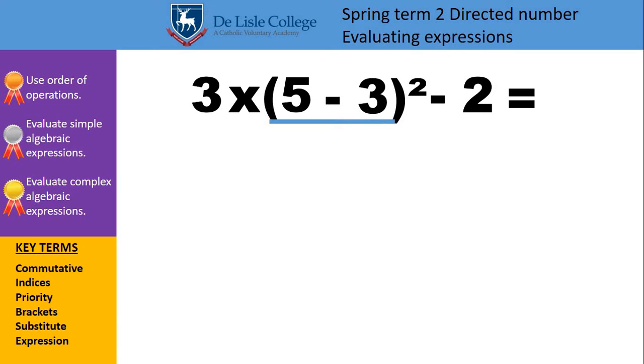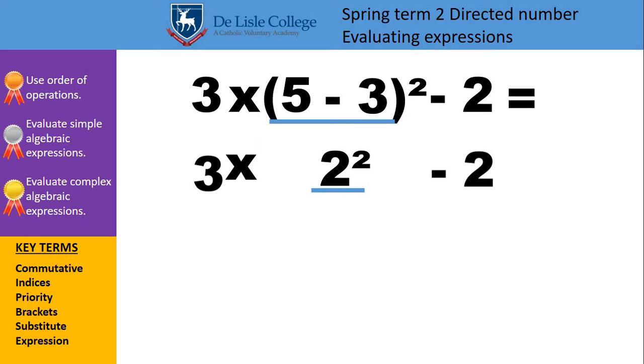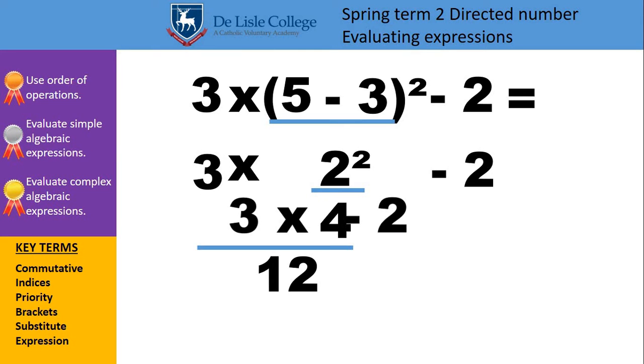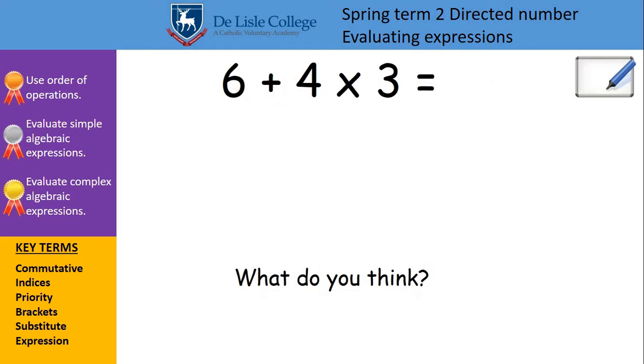Next one. Brackets first, 5 minus 3 is 2. Let's bring down the next terms. We then need to square it. Next, indices. 2 squared is 4. Bring the next terms down. 3 times 4 is 12, then minus the 2, and we'll get an answer of 10.